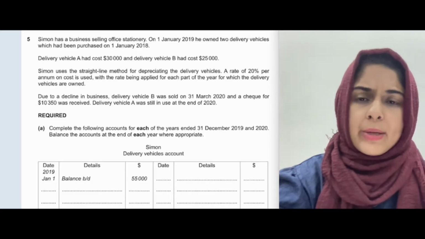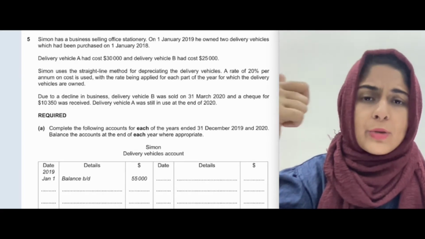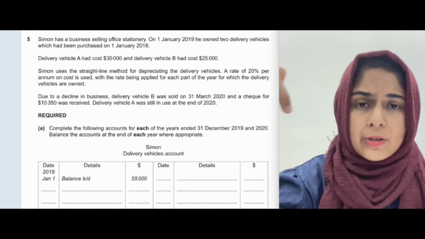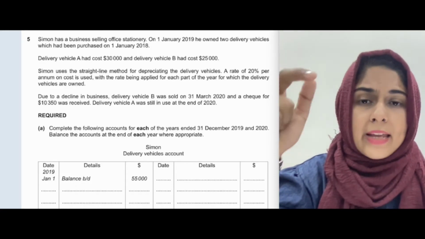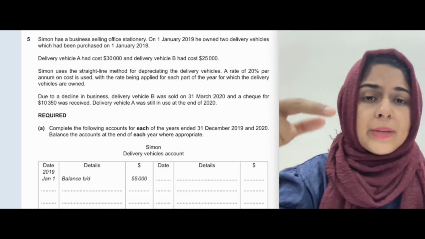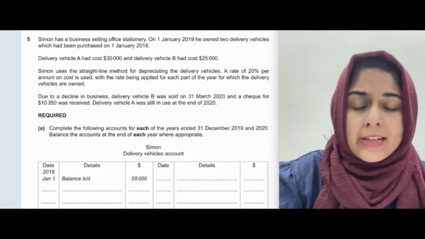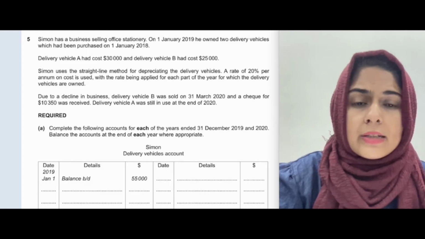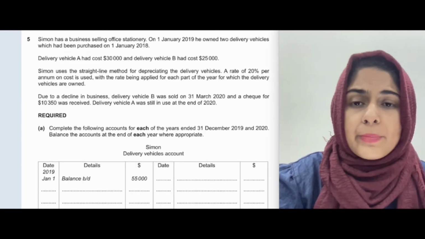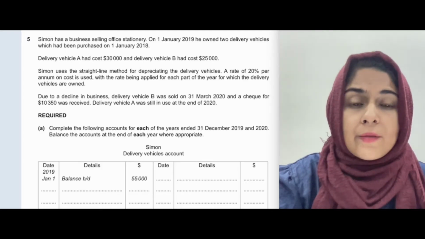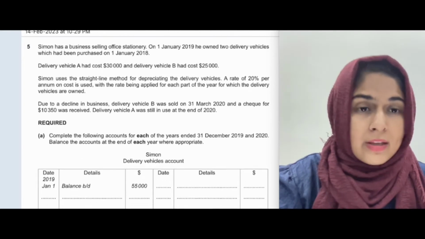The year under consideration, for which we will do the accounting, is year 2019, and before that we had 2018, and in 2018 we purchased 2 motor vehicles. So delivery vehicles, basically delivery vehicle A which had a cost of 30,000. So when we purchased it on 1st January 2018, delivery vehicle A's cost was 30,000, delivery vehicle B's cost was 25,000. And now they're telling you Simon uses the straight line method for depreciating the delivery vehicles at the rate of 20% per annum on cost, with the rate being applied for each part of the year for which the delivery vehicles are owned.